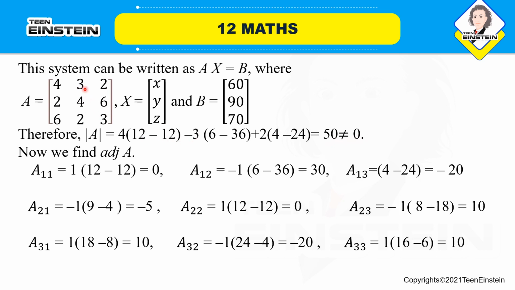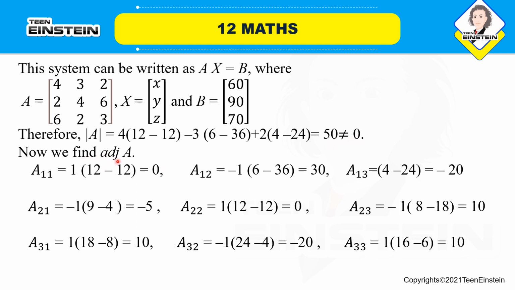So minus 3 into, if you delete the row and the column having the element 3, then you will be getting 6 in the downward arrow minus 36 in the upward arrow. Plus, in the 1, 3 position we have the element 2. For this position you will be getting a positive sign, so plus 2 into 4 minus 24. On simplification we are getting the value 50, which is not equal to 0. Since determinant A is not equal to 0, A inverse will exist.